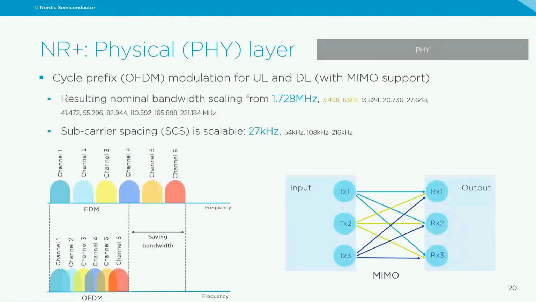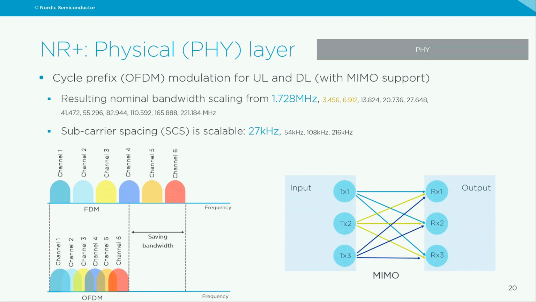So instead of reinventing the wheel, DECT NR Plus builds upon tried and trusted technologies and features from the cellular world as well. So many of these names and technologies or features may be known from before for many of you, if you know cellular. And one of these nice features supported in the physical layer is this cyclic prefix OFDM modulation for both uplink and downlink. And you also have multiple input and multiple output support. So what does this mean?